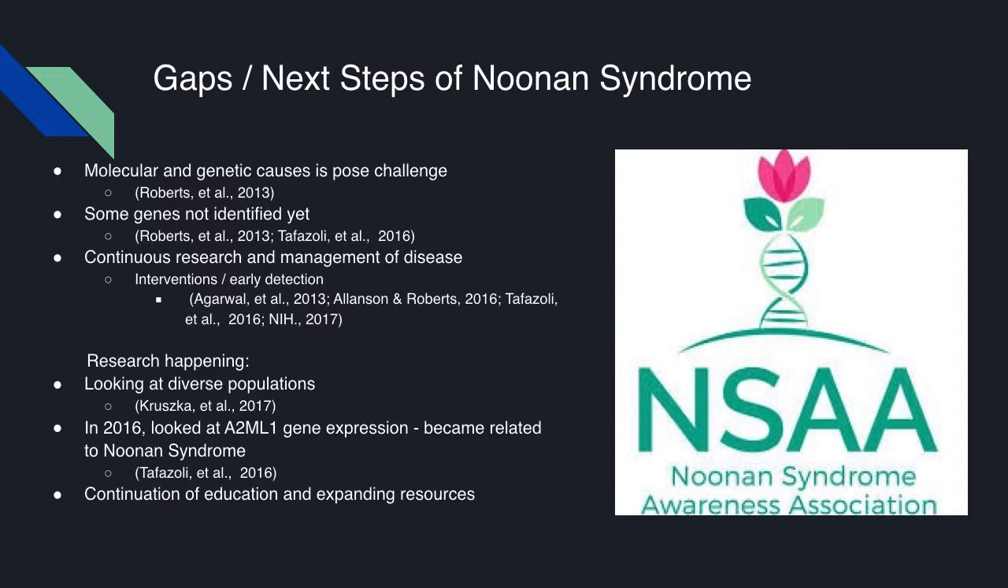Most of the risk factors that we have seen are either inherited from a parent who's affected or a random mutation that occurs in children without genetic predisposition. However, some genes or mutations responsible for 15 to 30% of cases have yet to be identified within Noonan syndrome. So there is still some room to grow in the coming years with new research and identification of genes that will help diagnose this disease.